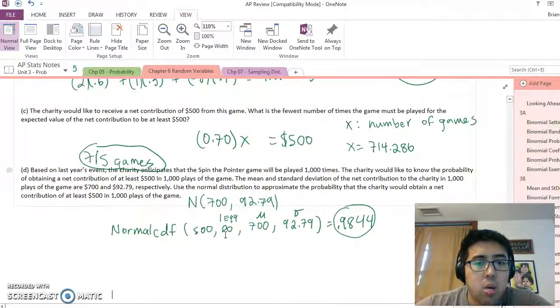We said it was normal, with the mean and standard deviation. And then we had the correct lower and upper bound, and we also had our mean and standard deviation labeled. And then we also had the correct probability at the end.